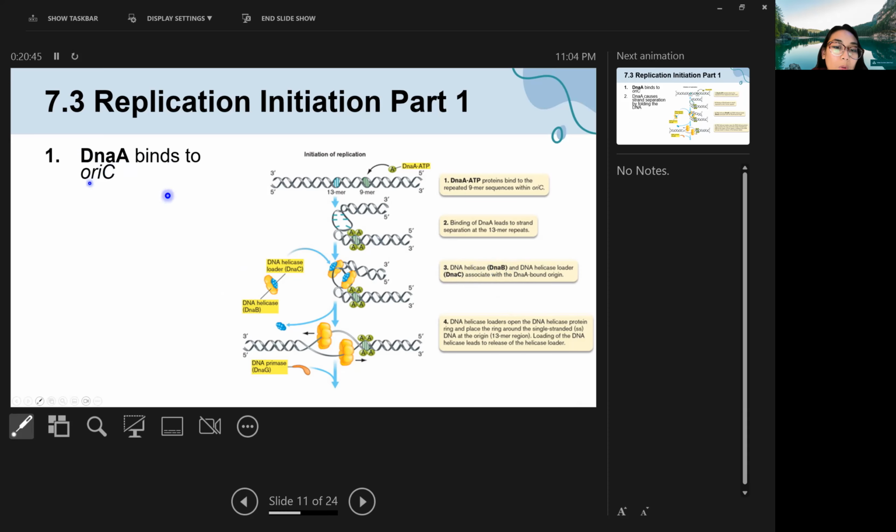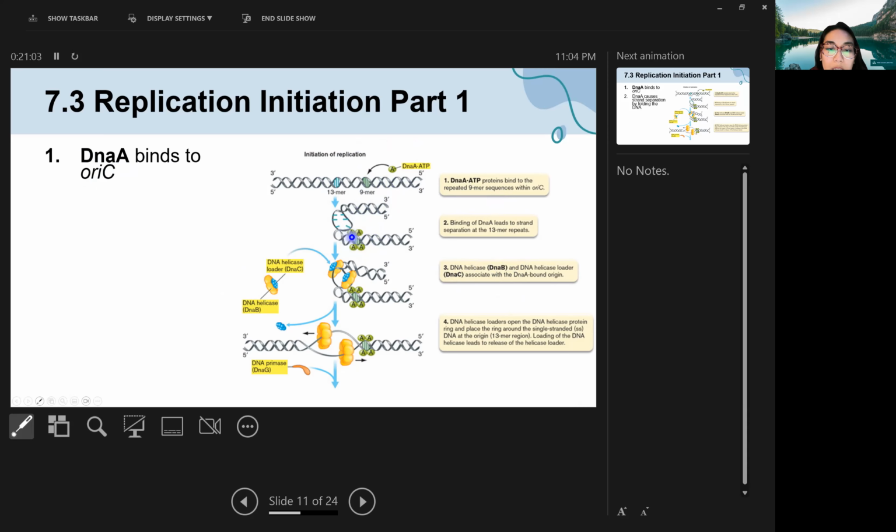DnaA will bind to the ORI site, the origin of replication. It binds to these specific sequences that have about 9 DNA base pairs, but anyway, it doesn't really matter. All you really need to know is that DnaA binds to the oriC site.